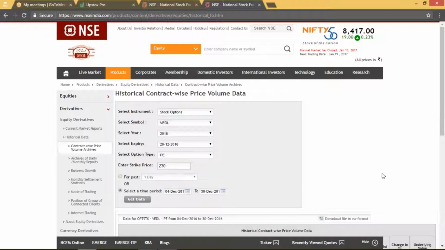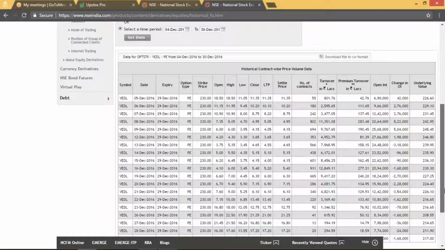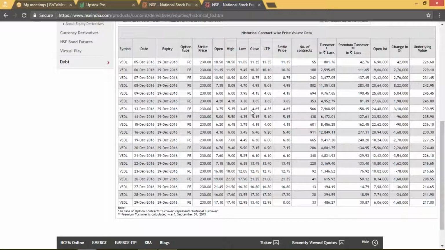Okay, and we click on get data. So that's the data we get. Now 16th of December, as you can see, premium closed at 5.4. Okay, so let's say you bought your put at 5.4. So what is your stop loss and what is your target?